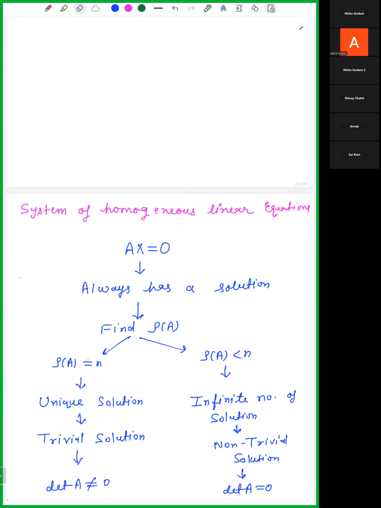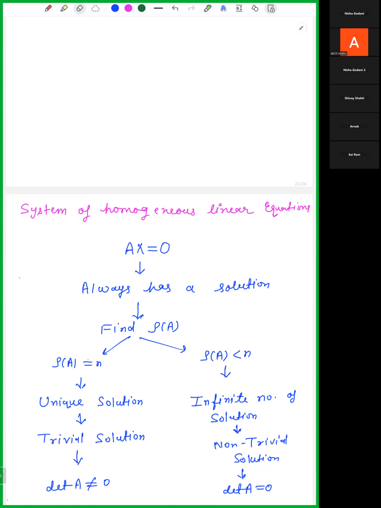So is there any question to anyone up to what we have done? Is there any question regarding this Gauss elimination? Okay.